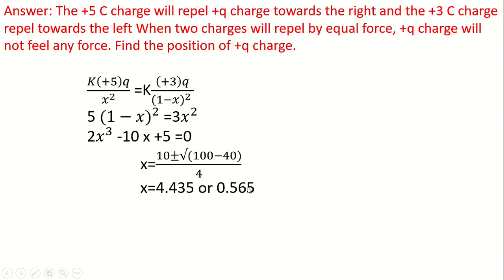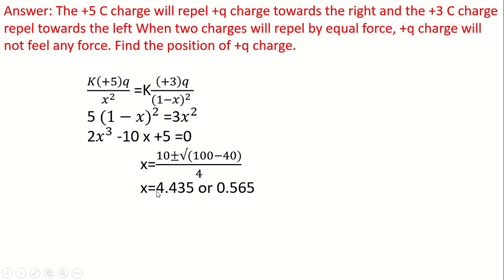You have to think one thing: the distance between the 5 coulomb charge and the plus 3 coulomb charge is what? 1 meter. But here x equals 4.435, so that is out of this distance. But here x equals 0.565, so this is in between 1 meter.